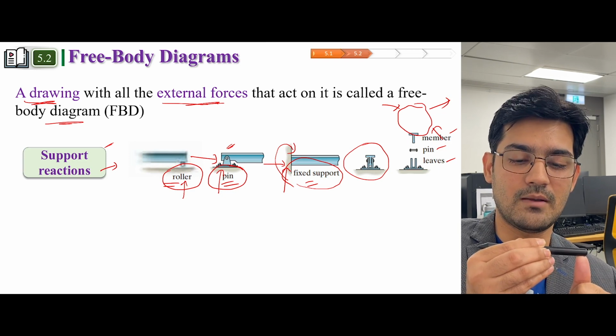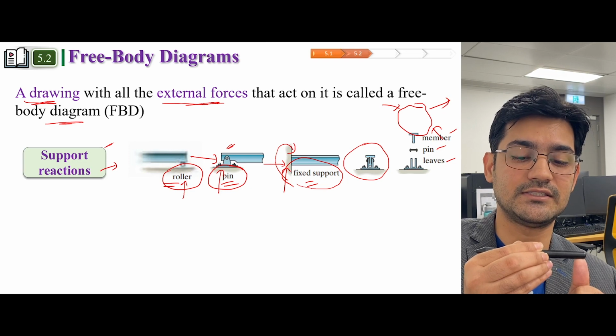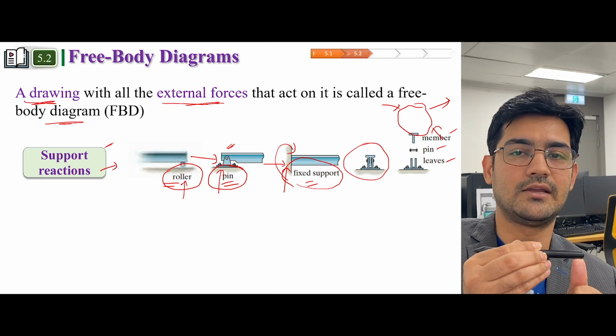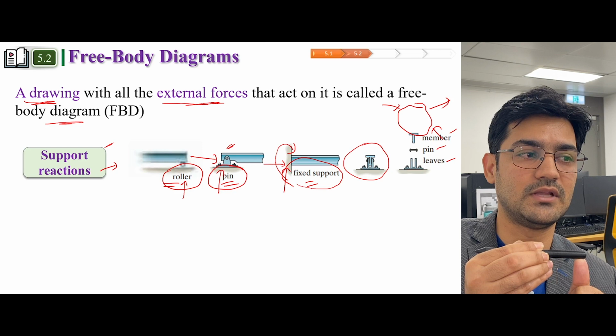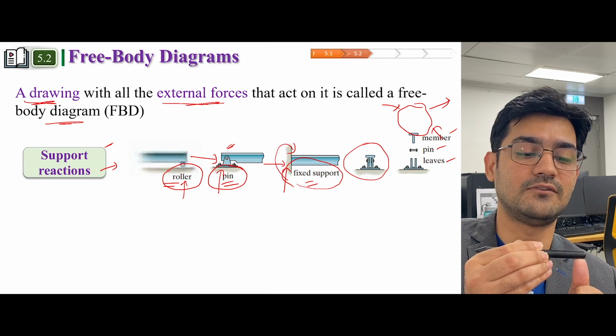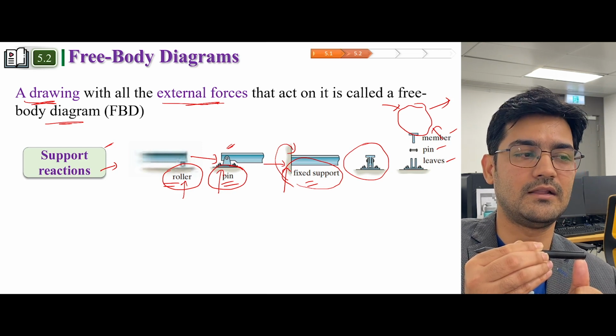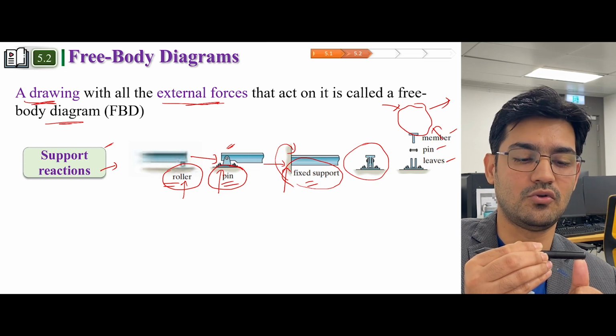But if I want to apply a force in a vertical direction, that is, if I want to move it downwards, I cannot move it downward because my thumb is applying an equal and opposite force on that pen, and the pen cannot move down. So this type of support would be called a roller support.